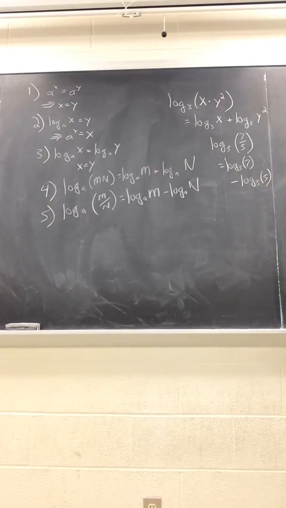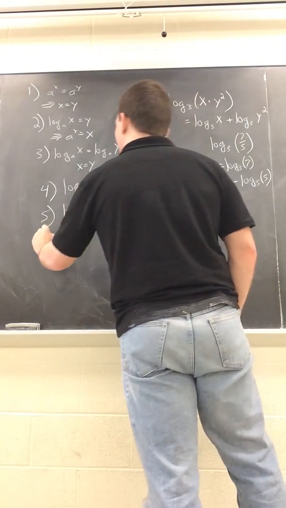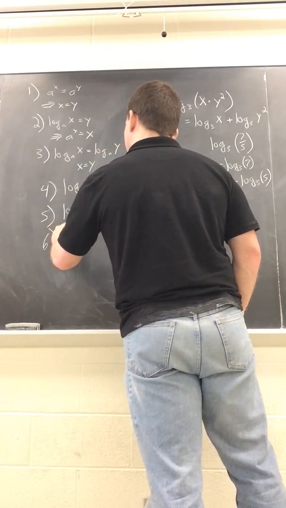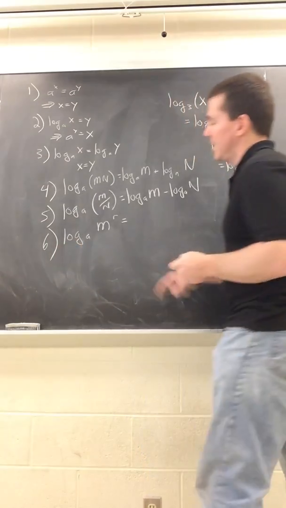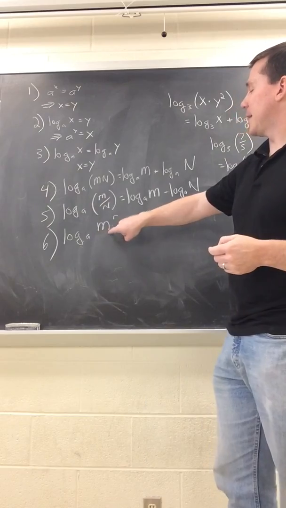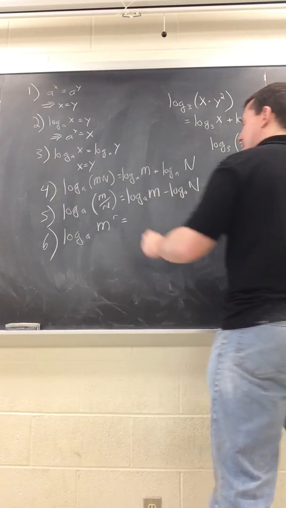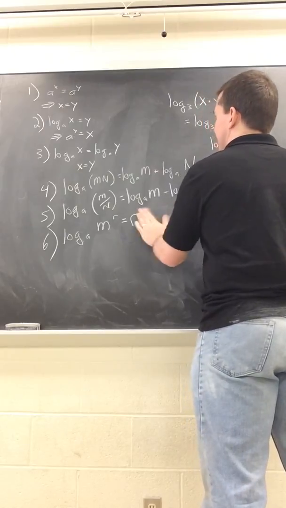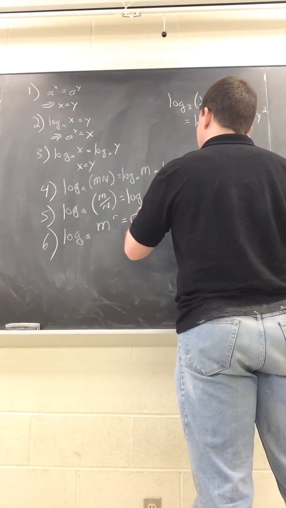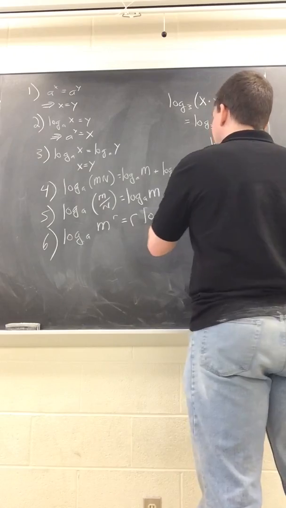And again, we'll use these to solve problems in a few minutes, maybe in the next video. The last property we'll need: log base a of m to the r. If you have the log of something raised to a power, this power r comes down in front as a constant, and you get r times log base a of m.